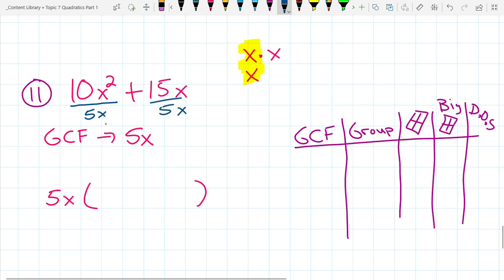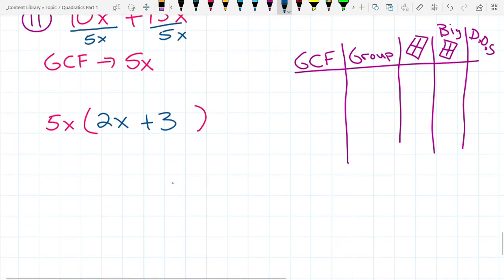So 10x squared divided by 5x is 2x. 15x divided by 5x is a 3. If you were to multiply this through, you would end up at 10x squared and 15x, which is what we wanted to simplify or factor. So that's how we can always check these problems, is actually multiply it right back through.